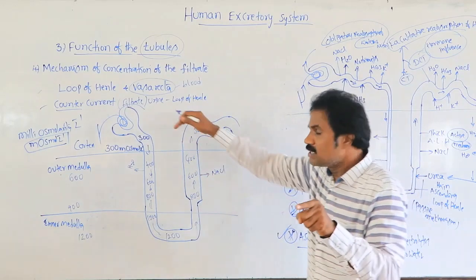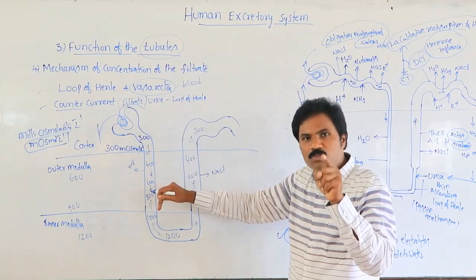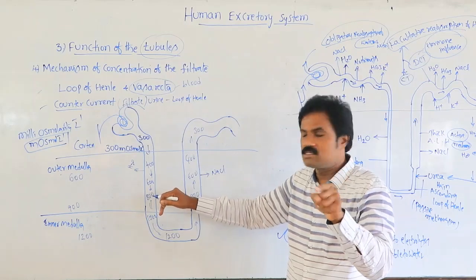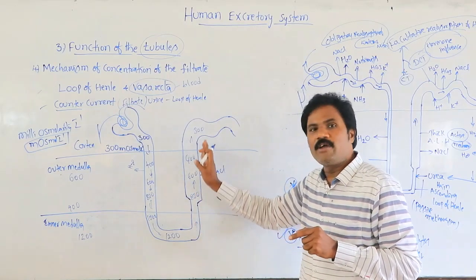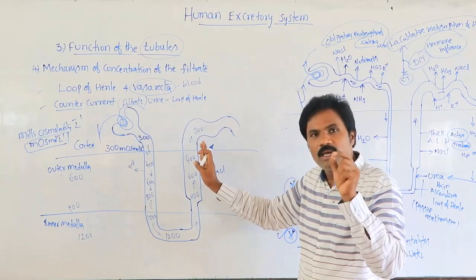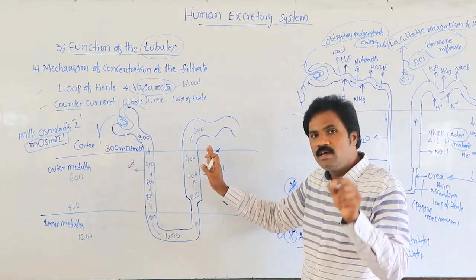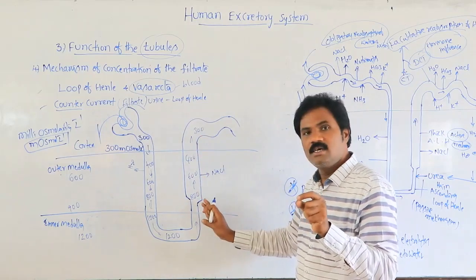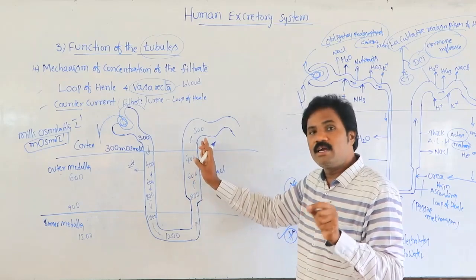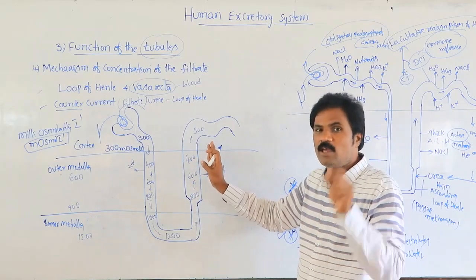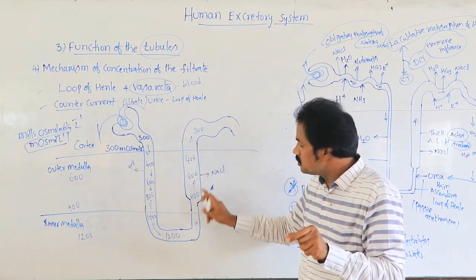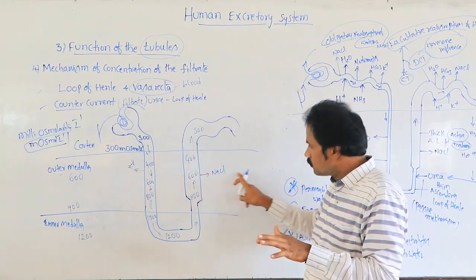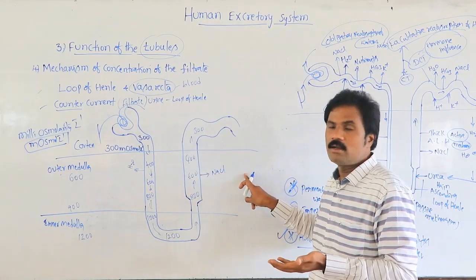Remember, in the descending loop of Henle, the osmolarity gradually increases because of the persistence of electrolytes. Similarly, in the ascending loop of Henle, the milliosmolarity decreases because it is diluted. The ascending loop of Henle gradually decreases milliosmolarity. Why? Because the filtrate present along this part is diluted. That's why the maximum amount of sodium chloride is reabsorbed. That's why it is diluted.